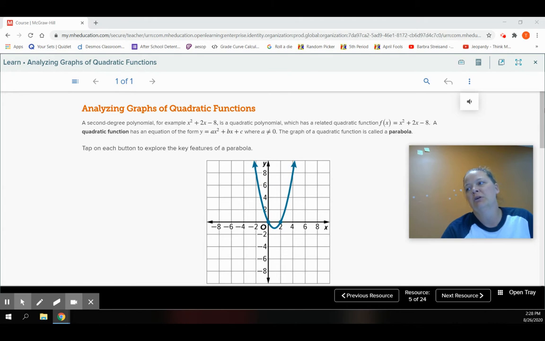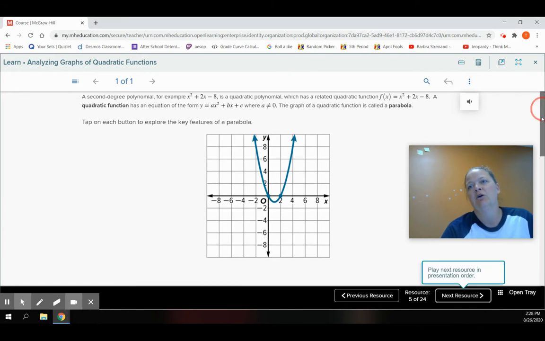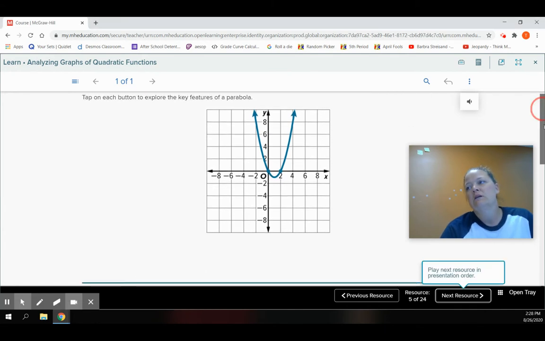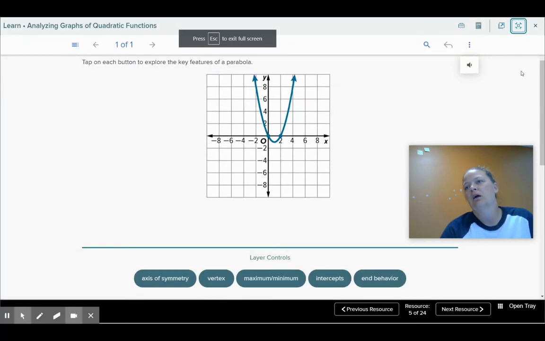Both of those should already be in your notes from the vocabulary video. So what we have here is a graph, let me make this bigger, of a parabola. A quadratic function is graphed here. And I'm going to click on each of these key features and get some more information about them. Feel free to pause the video so that you can copy this down as we go through it.